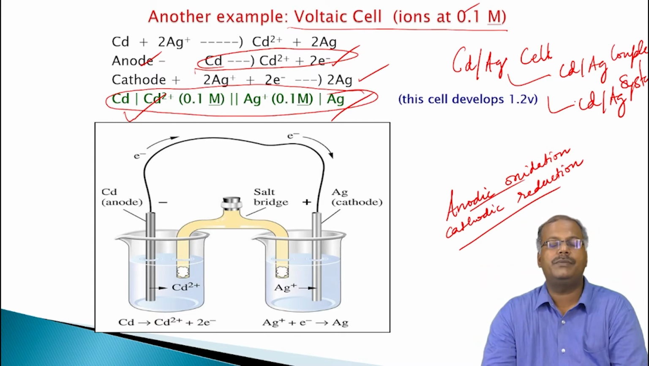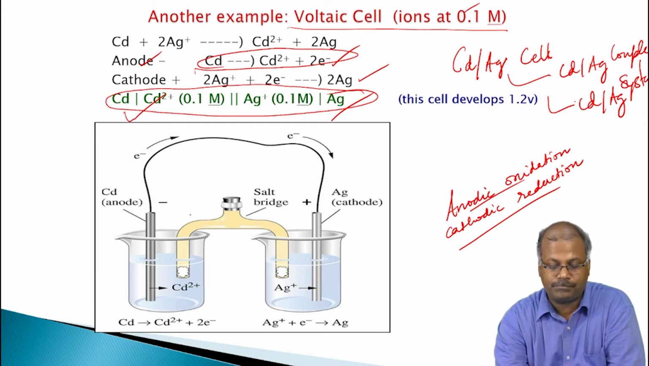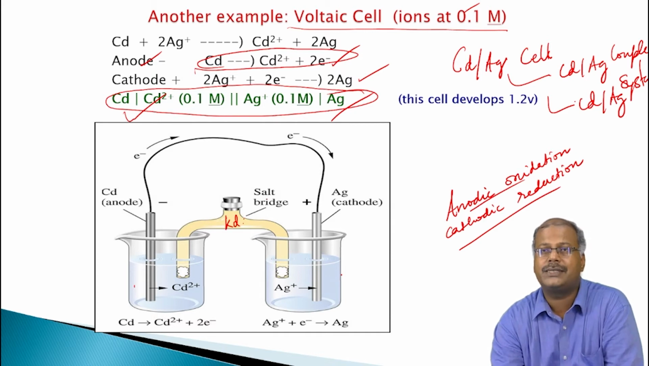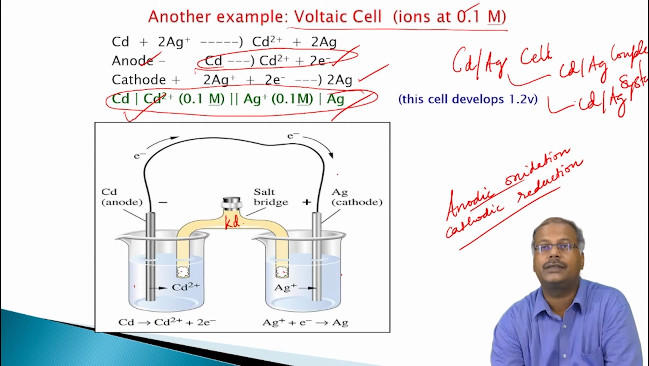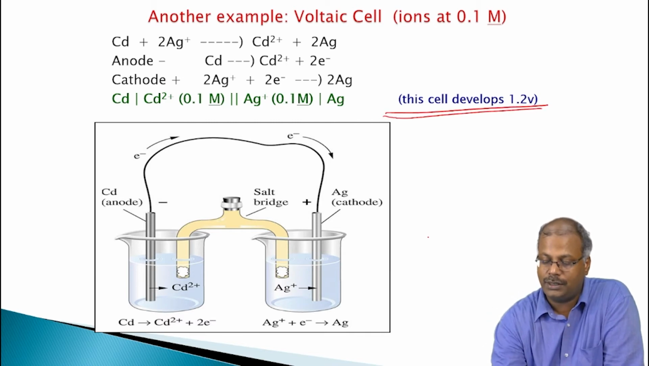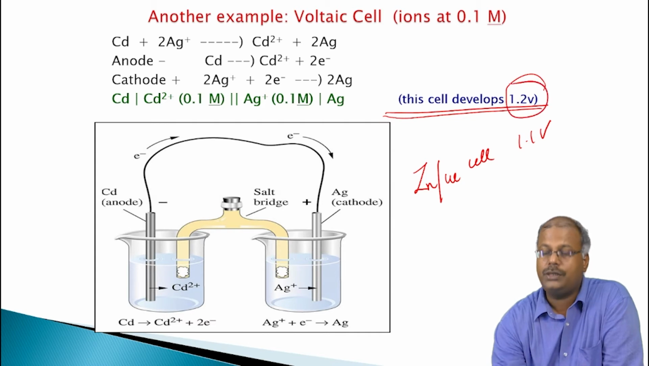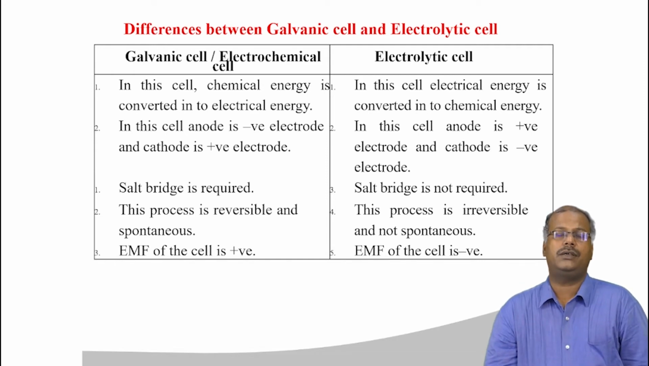So here cadmium is the anode, and the reaction is here. The cathode is Ag, and the reaction is here. The construction is again as we have seen for zinc copper: cadmium anode, Ag cathode, and both electrodes are connected by a salt bridge. We know it contains KCl inside plus some agar gel, with porous plugs, and these two electrodes are electrically connected. Next, this cell develops 1.2 volts. We have seen the zinc copper cell at 1.1 volts; here it is 1.2 volts. It's another example.